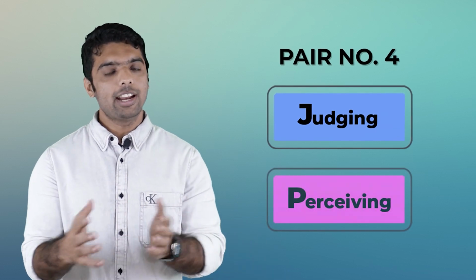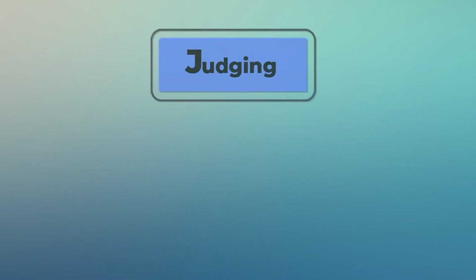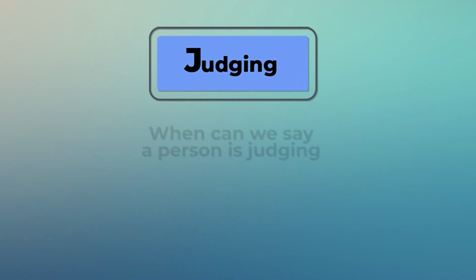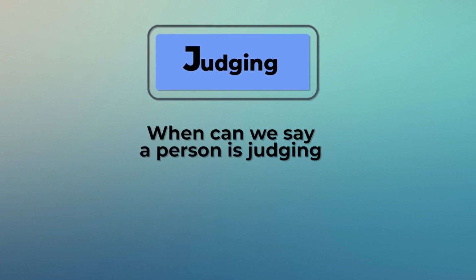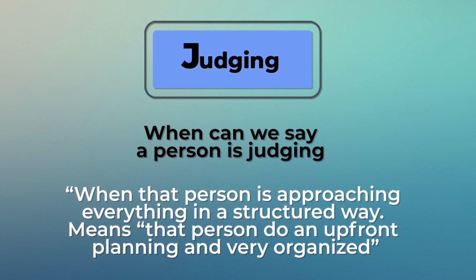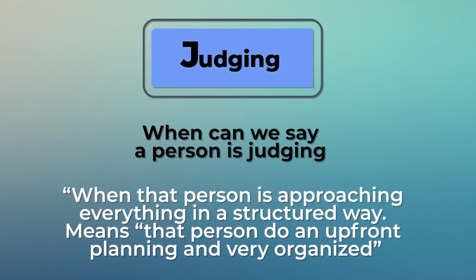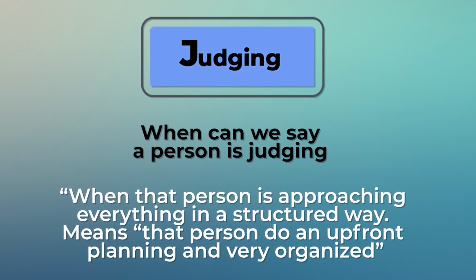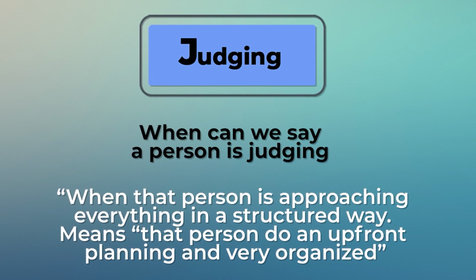Let's talk about the last pair, which is judging and perceiving. Let me start with judging. We can call a person a judging personality when that person approaches everything in a structured manner. That person will do all the planning upfront and just follow that plan, and will not be happy when we make changes to that plan.